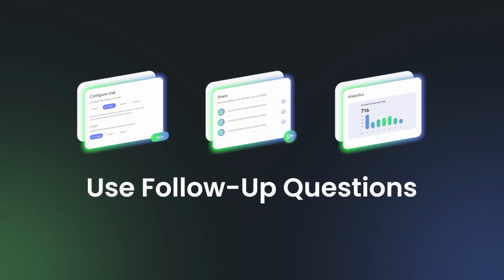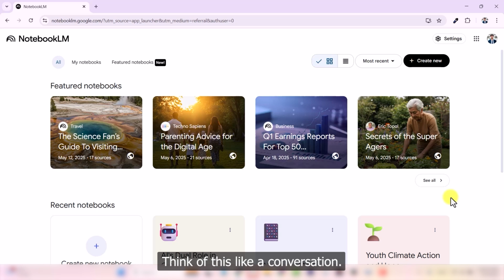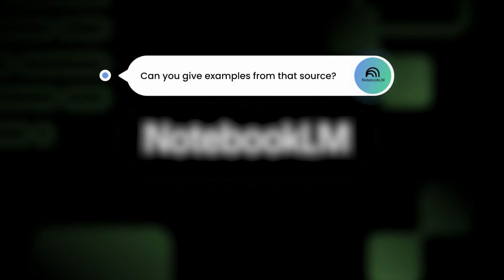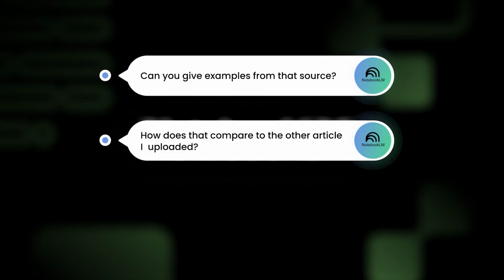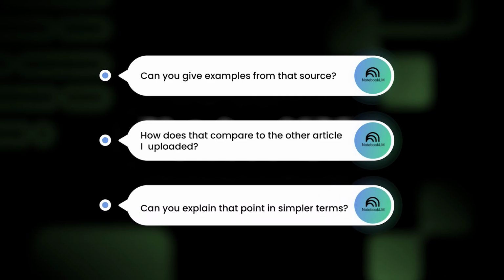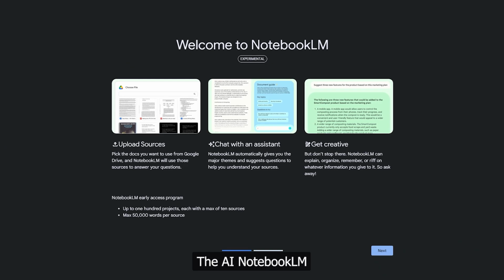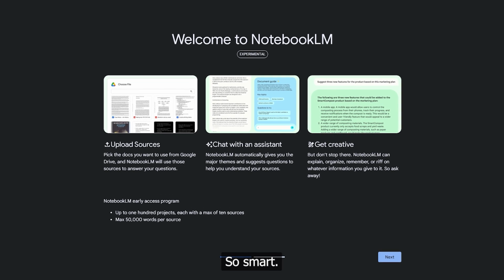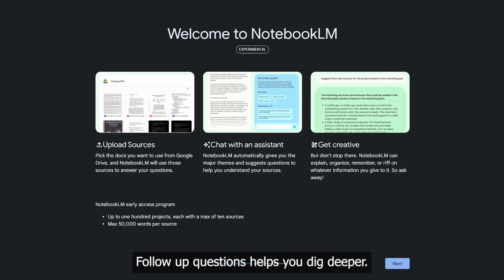Use follow-up questions. Think of this like a conversation. You can build on a previous question by asking, can you give examples from that source? How does that compare to the other article I uploaded? Can you explain that point in simpler terms? The AI in NotebookLM remembers the thread, so smart follow-up questions help you dig deeper.